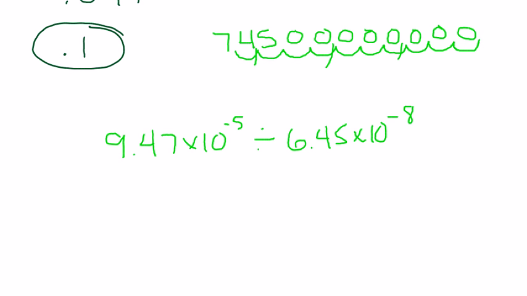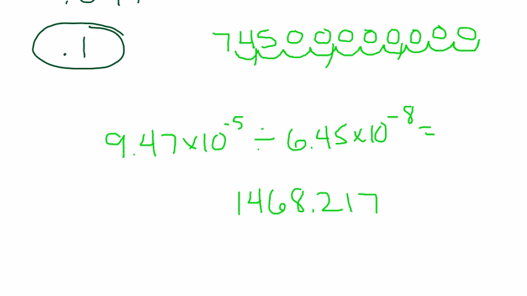Now, your calculator is your friend here. Don't kid yourself. When you punch this into your calculator, don't forget to use that E key, and you should get 9.47 times 10 to the negative 5th divided by 6.45 times 10 to the negative 8th. And I get 1468.217. And I'm overdoing the numbers here because we'll go back and do sig figs in just a second.